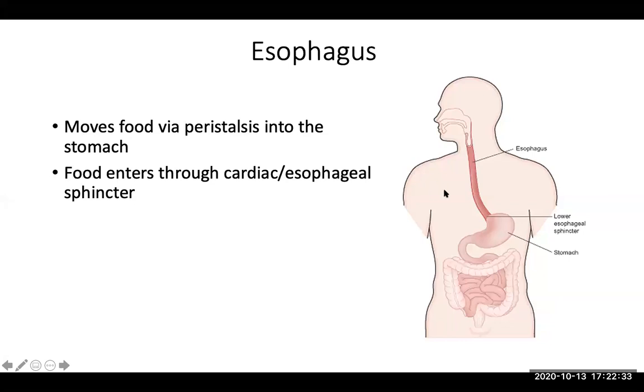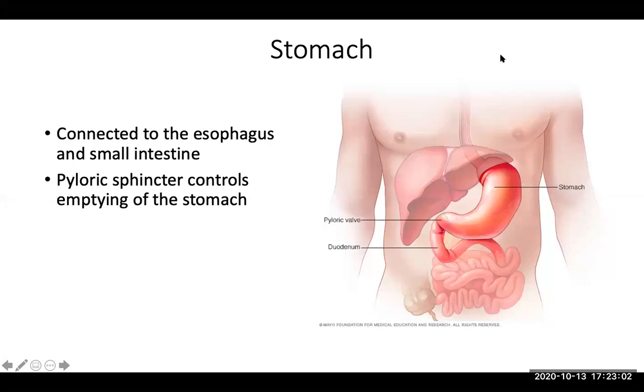So this slide just goes over the few things I was speaking about in regards to the esophagus. And here you see it, and then here you see labeled lower esophageal sphincter. So remember that's referred to as the cardiac or esophageal sphincter. So the stomach is actually connected to the esophagus and the small intestine. And the pyloric sphincter is what controls emptying of the stomach.